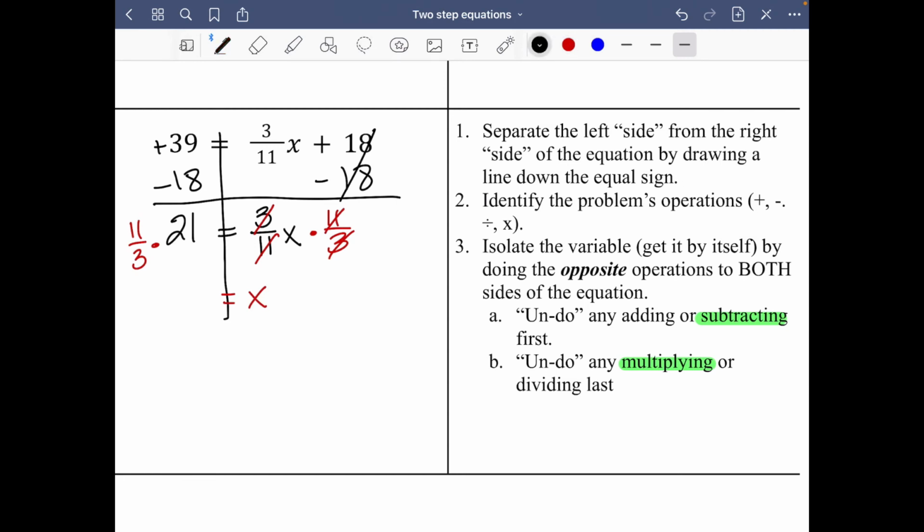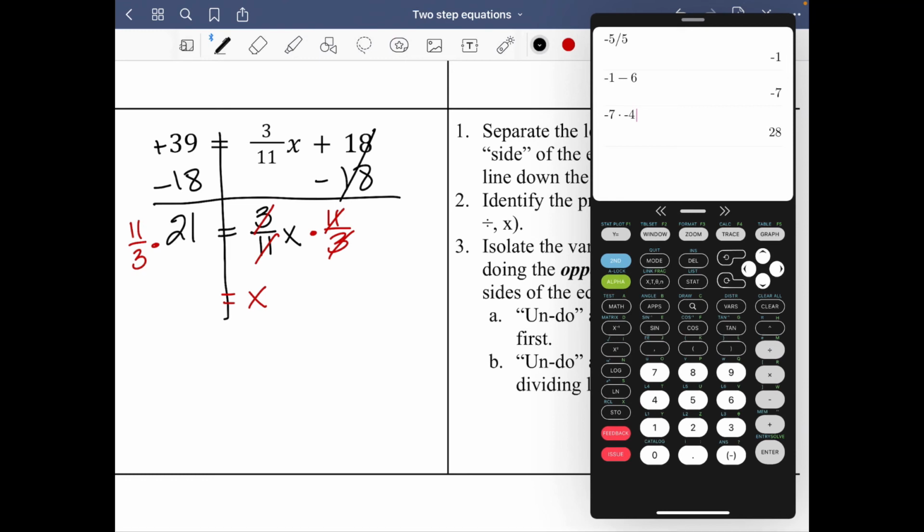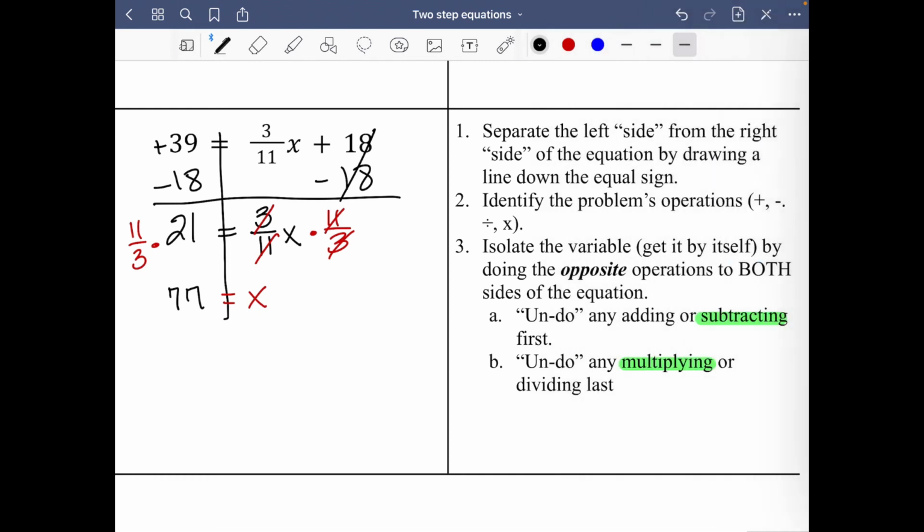Okay? What we're going to do next is we're going to focus on the 11 over 3 times 21. So when we do that, we're going to bring up our calculator. And what's going to happen is we're going to type in 11 divided by 3 times 21. And what that's going to give us is 77. So the value of x is 77.